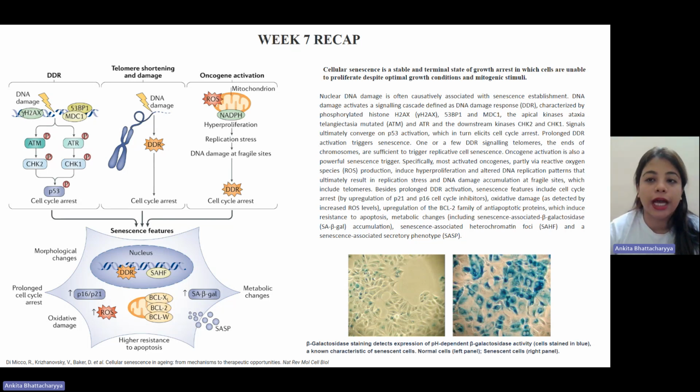So the first aspect that we look at is that nuclear DNA damage is often causatively associated with senescence establishment. So one of the major causes associated with proceeding to senescence, when a cell chooses to go into senescence or considers it appropriate to go into senescence, is when there is extensive nuclear DNA damage. DNA damage activates a signaling cascade, which is identified as DDR or DNA damage response. And that is very commonly detected or characterized by phosphorylated histone H2AX or gamma H2AX.